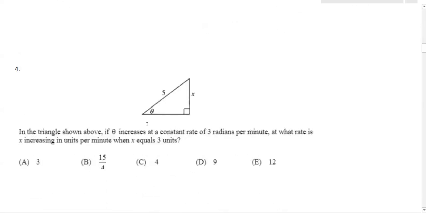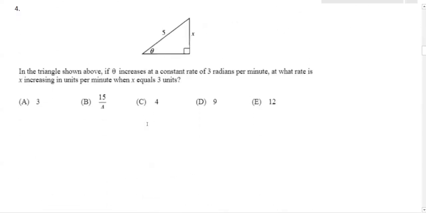All right. Number 4, the triangle shown above, if theta increases at a constant rate of 3 radians per minute, already I'm thinking a related rates problem. Okay. At what rate is x increasing in units per minute when x equals 3 units?